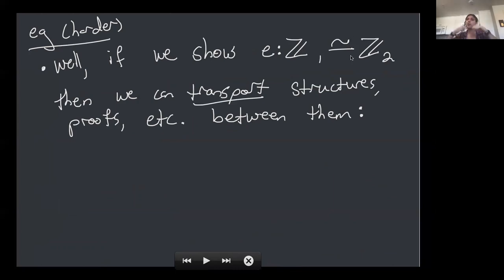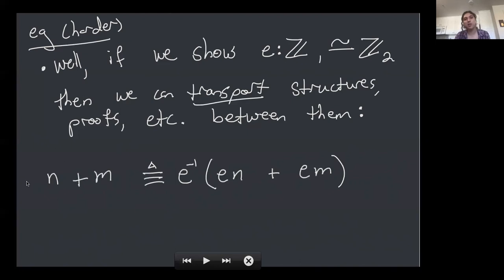And then anything that I prove for one, eventually it's going to be transport, but I shouldn't be using the word transport yet because we don't have univalence. But we can transport this between the structures, right? Anything I prove for one, I immediately have proven for the other. So as a simple example, if I want to define addition in the complicated setting, well, if E is the equivalence, I move to the simple setting, I add there, and then I move back. It's exactly what you expect.